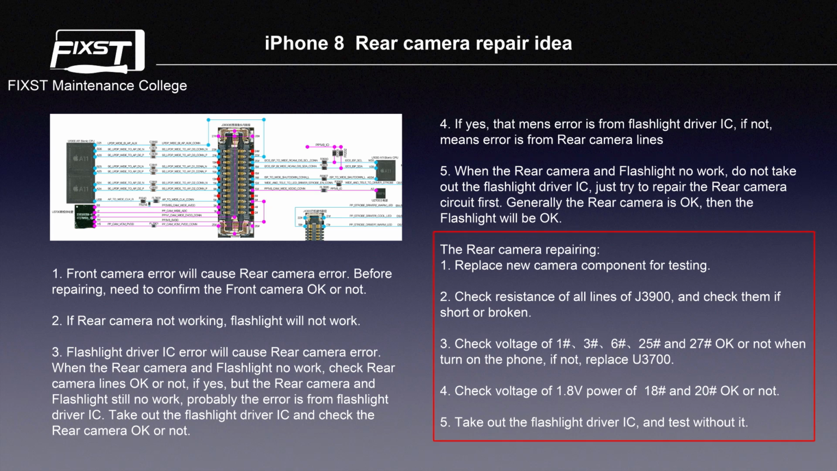The rear camera repairing. Number 1. Replace with a new camera component for testing. Number 2. Check resistance of all pins of J3900 and check if they are shorted or broken. Number 3. Check voltage of pin 1, pin 3, pin 6, pin 25 and pin 27 when turning on the phone. If not OK, replace U3700.